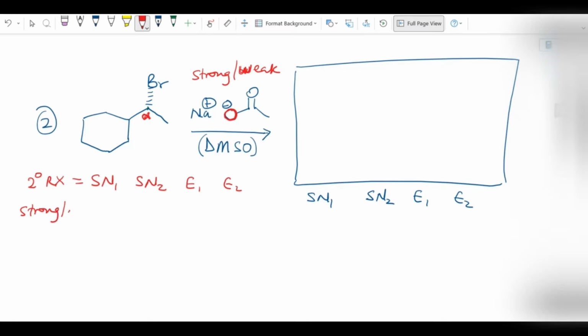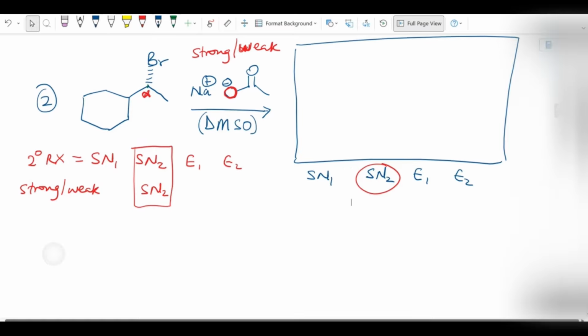So reagents that are strong nucleophiles but act as a weak base can only do the SN2 mechanism. And that's because substitution is favored over elimination. So in this case, the common denominator here is SN2. Therefore, this reaction will go through the SN2 mechanism.